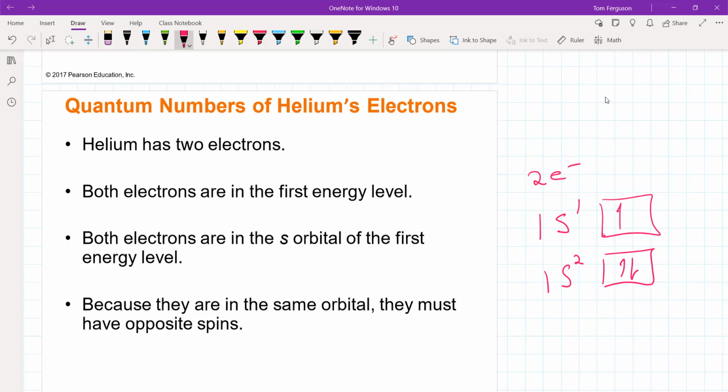Now, that's one of the reasons helium is so incredibly stable, because it's already in a stable configuration. Full subshell, full shell. Now, that's a big deal. And you're going to see all the noble gases have that consideration.